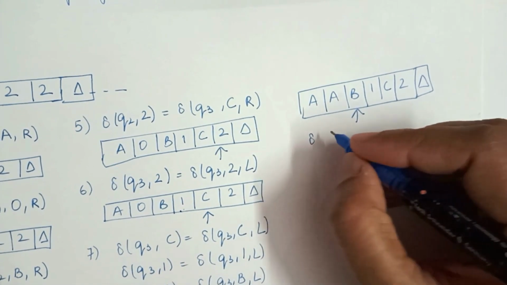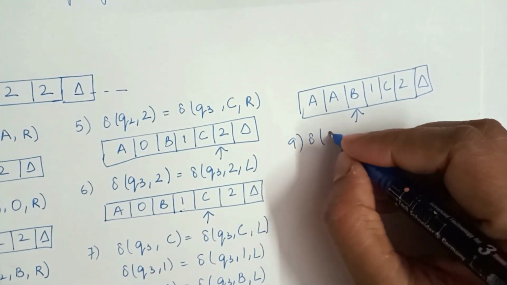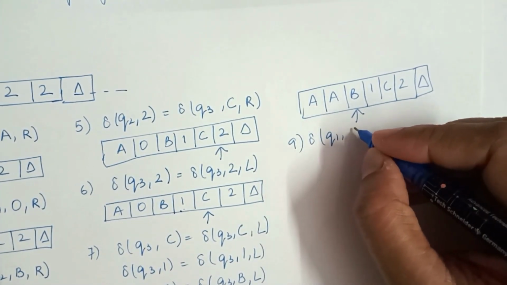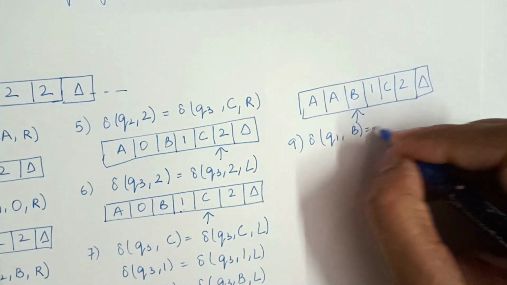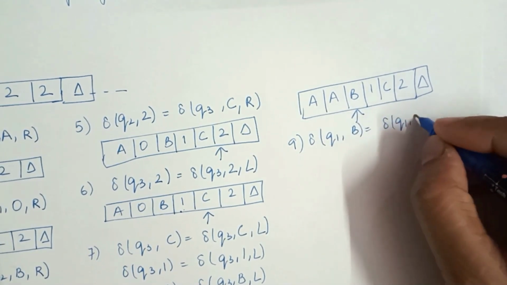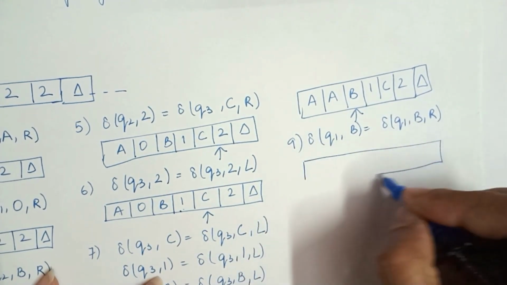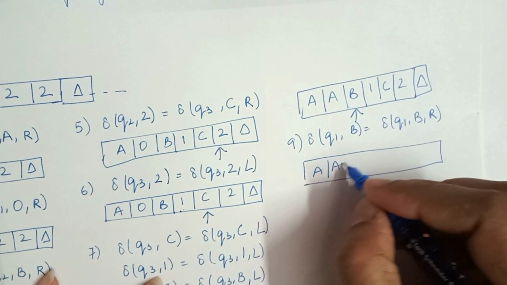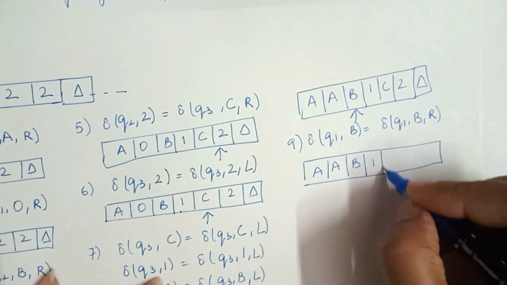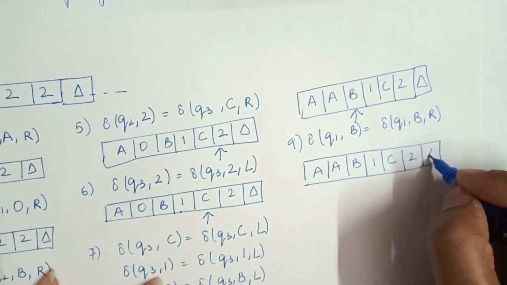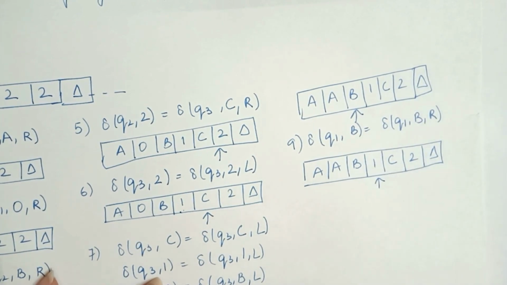So now that is the 9th movement. Now I am in Q1 state. I am reading B, so it will remain on the same state Q1, B as it is, and move to the right. So the input tape will become A, B 1, C 2 and del, and the pointer is at 1.